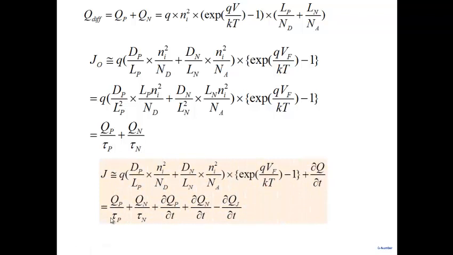And eventually what I wanted to write was that the total current, which is this current plus del Q by del T, can be written as QP by tau P plus QN by tau N plus del QP by del T plus del QN by del T, and all that.